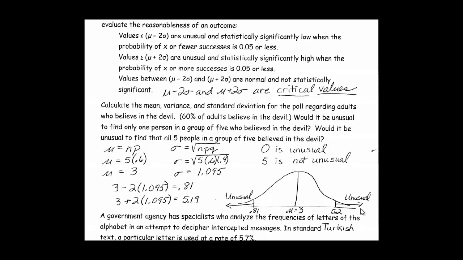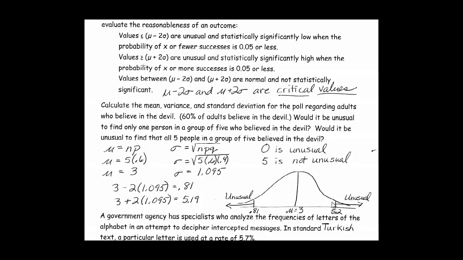So when we draw our curve here, we've got our lower limit and we've got our upper limit. So we need to examine and answer these questions. Would it be unusual to find one person in 5 who believes in the devil? So 1 would fall just inside this range in here, and so that would not be unusual. 1 would be to the right of the 0.82, and it's in the usual range. It's not in the unusual. Okay, but 5 falls outside here.